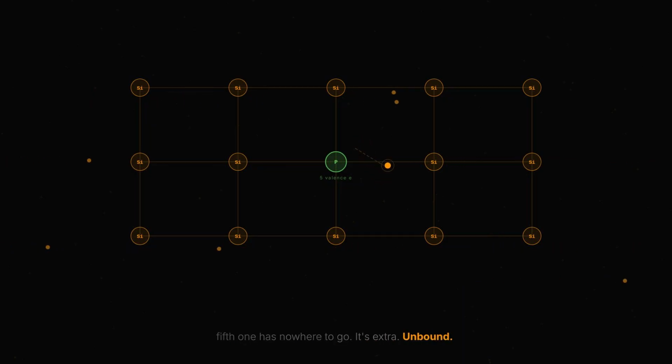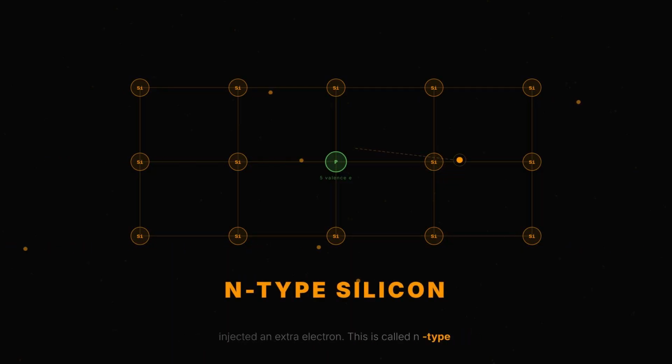It's extra, unbound, free, it drifts. You've created a material with free electrons, not because the atoms are loosely held like in copper, but because you deliberately injected an extra electron. This is called N-type silicon, N for negative, because the charge carriers are electrons which are negatively charged.